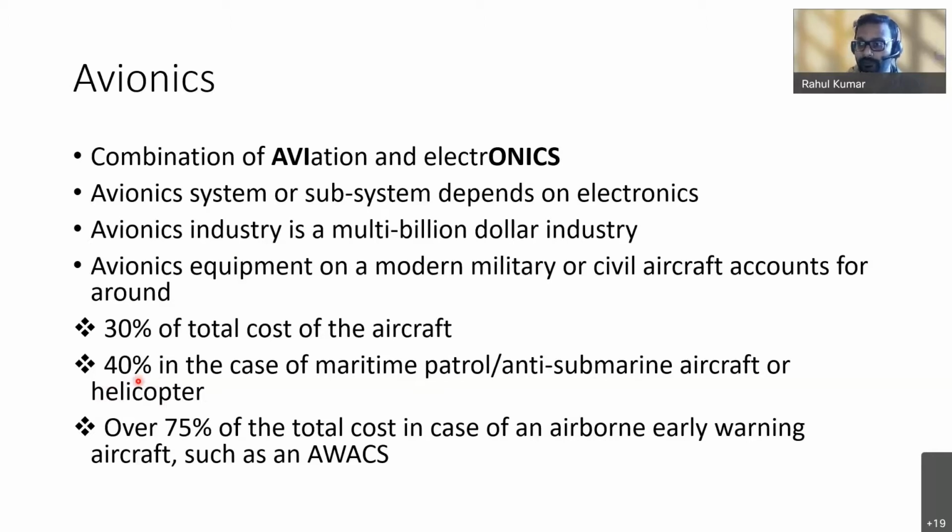So out of the total cost of the aircraft, the person is paying 40% just for the avionic systems installed in it. You can imagine how big this industry is. And nowadays in AWACS systems or unmanned air vehicles, the cost is even higher, around 75% of the total cost. You can imagine how well developed and advancing this industry is.